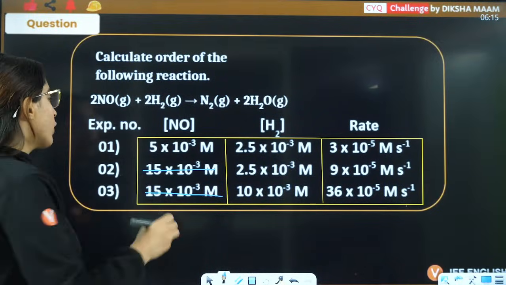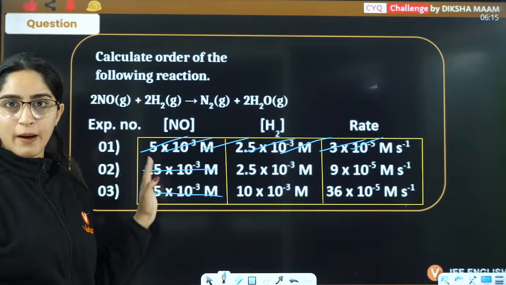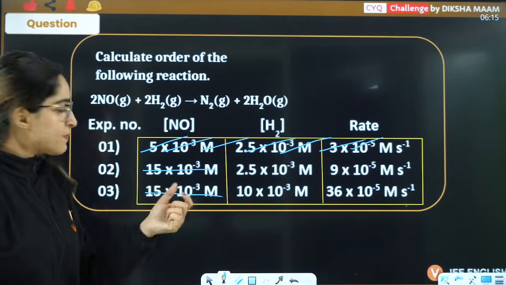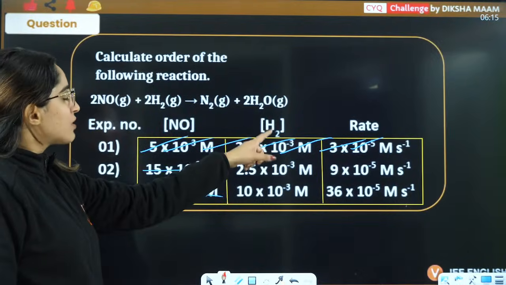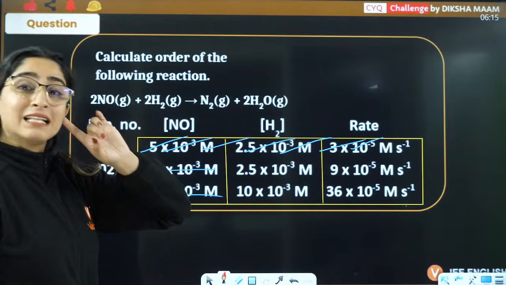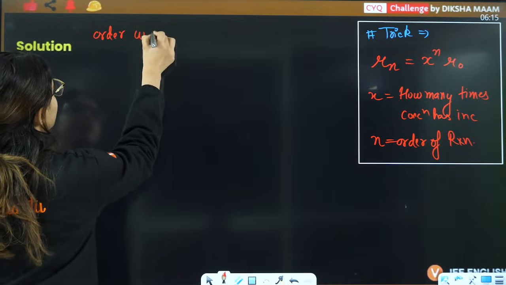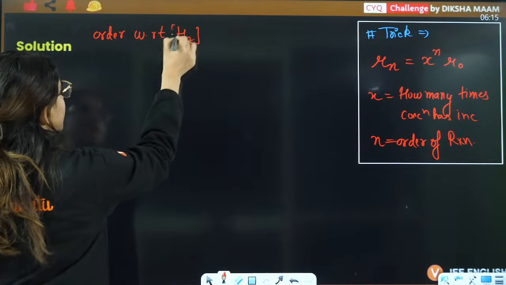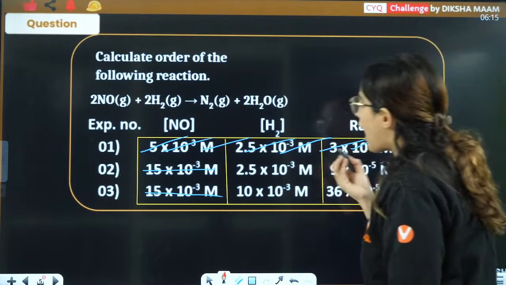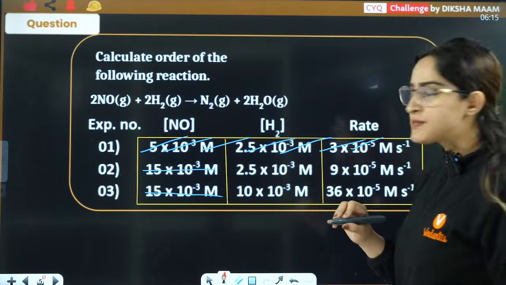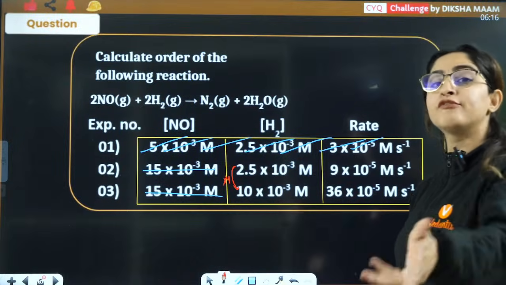Now I'll ignore this part. When I am looking at these two things, I'll ignore the third part. When this is constant, I'll see what is the change in concentration of H2 and rate. I'll be calculating the order with respect to H2 here, because H2 is the variable here. So H2 is how many times? This seems to be 4 times here. So concentration is increasing 4 times.